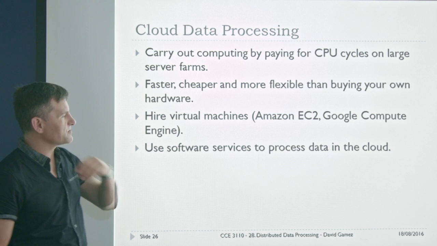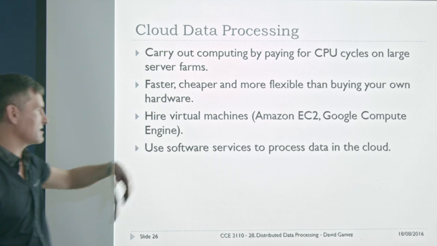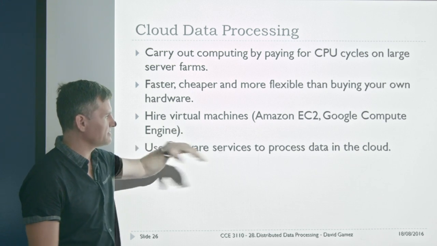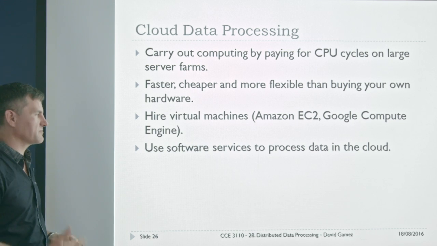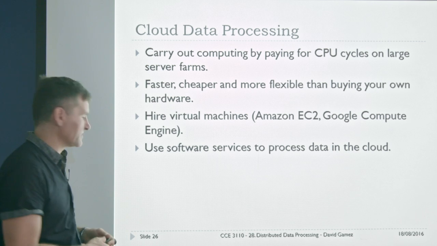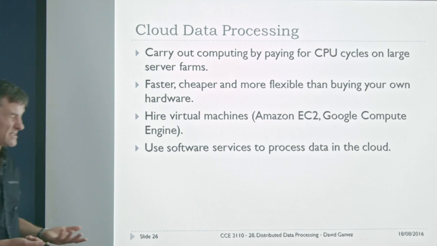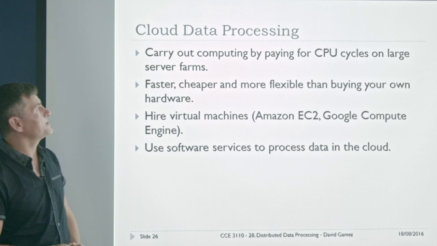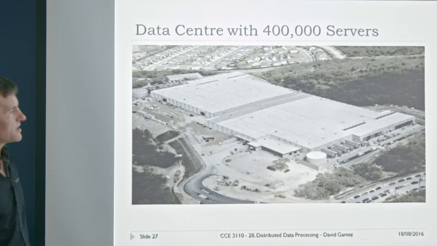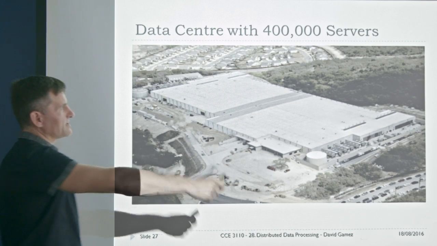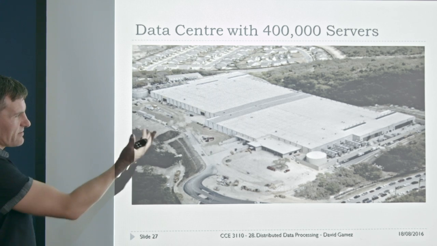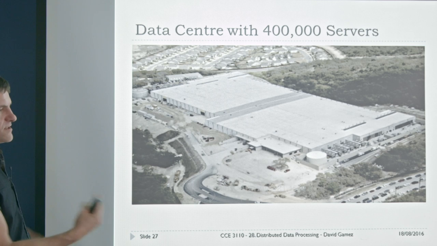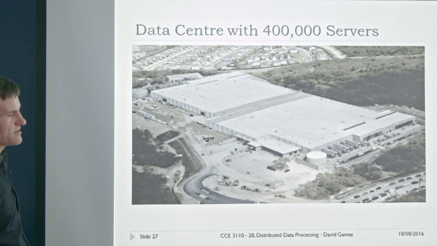So you can hire a virtual machine, such as Amazon Elastic Compute Cloud, EC2, or Google Compute Engine, this kind of stuff. Or they've got all these software services that can be used to process data in the cloud, such as Elastic MapReduce. Amazon has Elastic MapReduce, for example. They've built this data center that has 400,000 servers in it. So you can just hire a few of those for as long as you need them, rather than sorting out your own servers, installing Linux, you know.